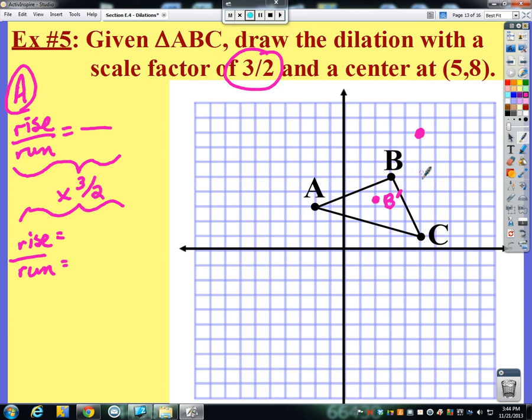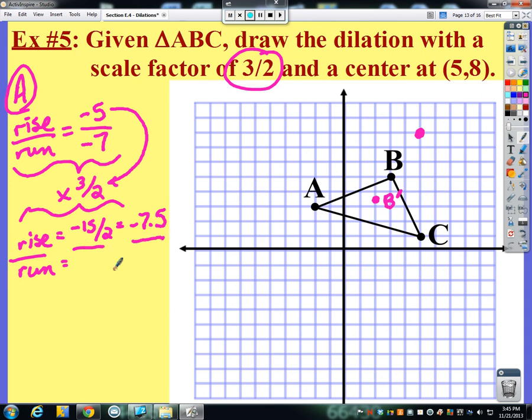So I go down 1, 2, 3, 4, 5, and then over 1, 2, 3, 4, 5, 6, 7. So I rose -5 because I went down, and then I went to the left 7, which is also negative. So it is a positive slope, but we need to keep them as negatives, because we need to keep going in that same direction. Now we multiply both of these by 3 halves again. -5 times 3 halves is going to give me -15 halves, AKA -7.5. If you just want to type this in your calculator, that's absolutely fine.